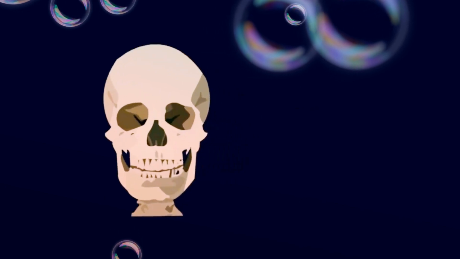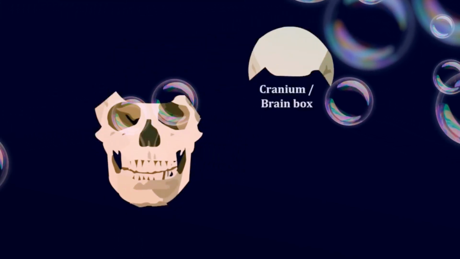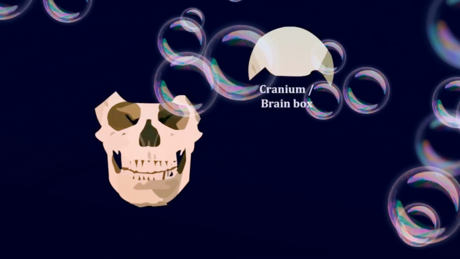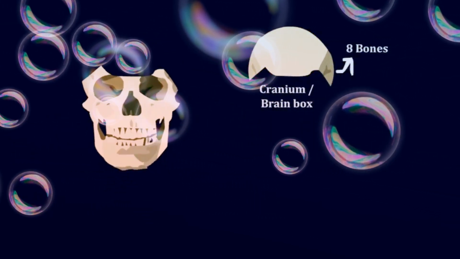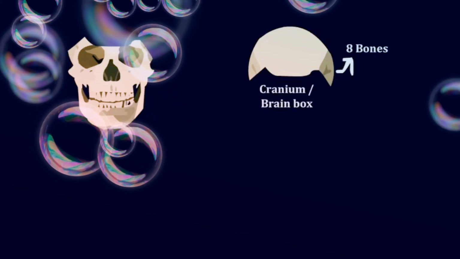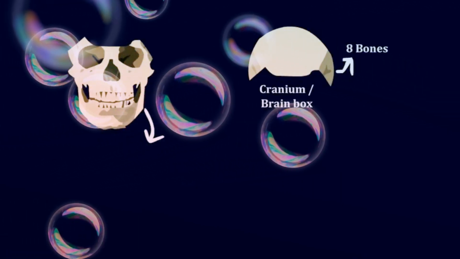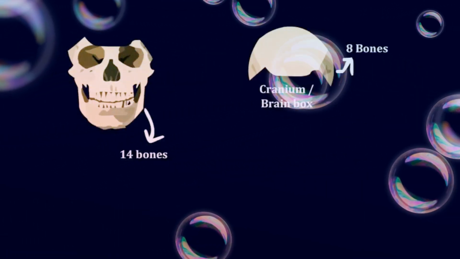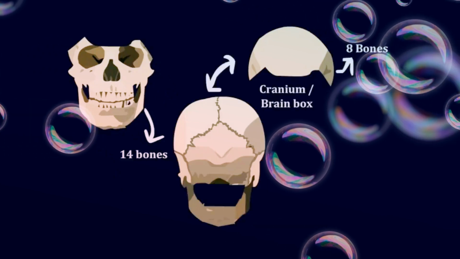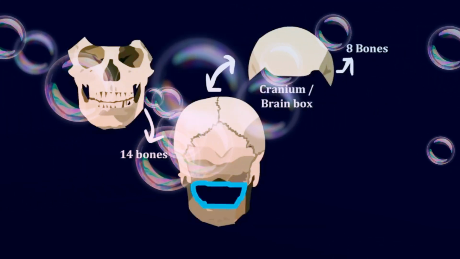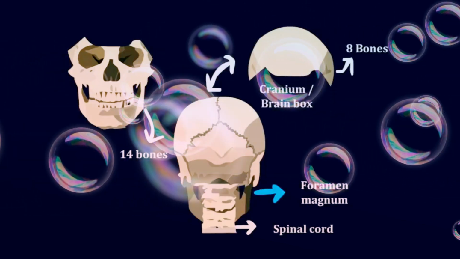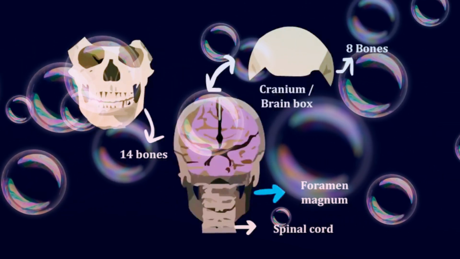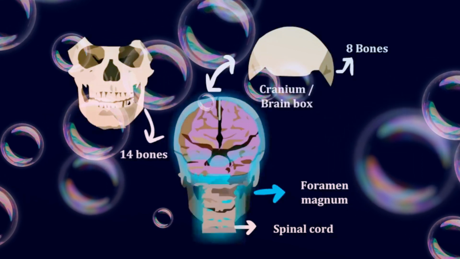It contains two parts. The upper top part is cranium or the brain box, made up of 8 bones. The other part of the skull forms the face, which contains a total of 14 bones. The back part of the cranium contains a large hole, the foramen magnum, through which the spinal cord, after emerging from the brain, continues behind into the backbone.